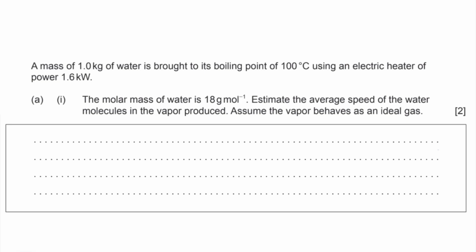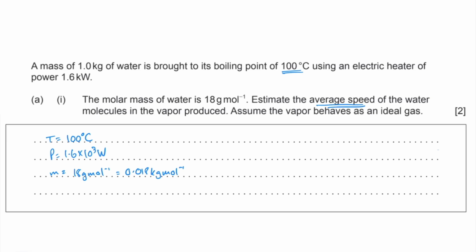A mass of 1 kilogram of water is brought to its boiling point of 100 degrees centigrade using an electric heater of power 1.6 times 10 to the 3 watts. The molar mass of water is 18 grams per mole, so that's 0.018 kilograms per mole. I put it in kilograms because that's the SI unit. We want to get everything in kilograms.